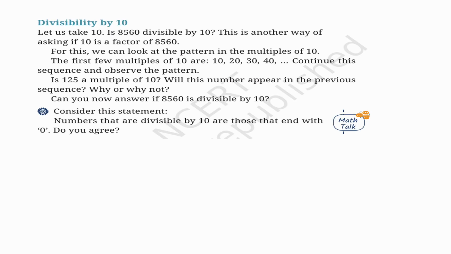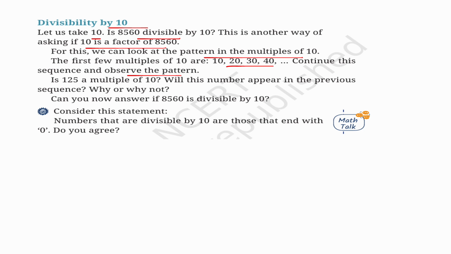Divisibility by 10. Let us take 10. Is 8560 divisible by 10? This is another way of asking if 10 is a factor of 8560. For this, we can look at the pattern in the multiples of 10. The first few multiples of 10 are 10, 20, 30, 40, etc. Continue this sequence and observe the pattern.